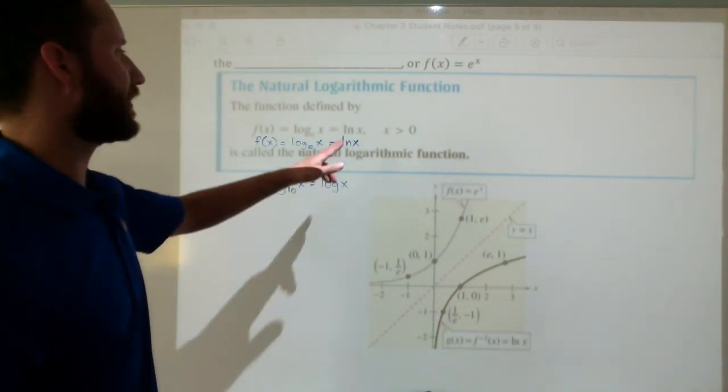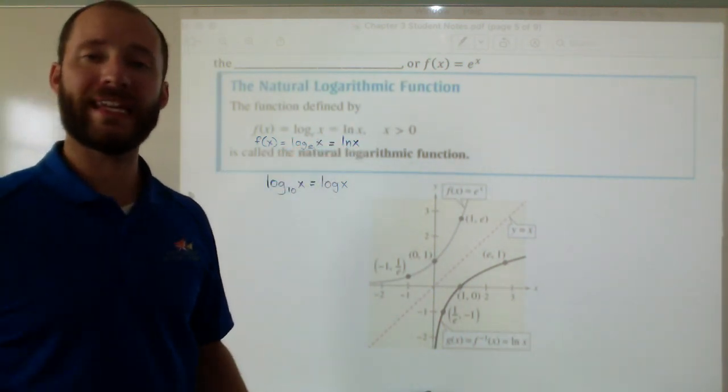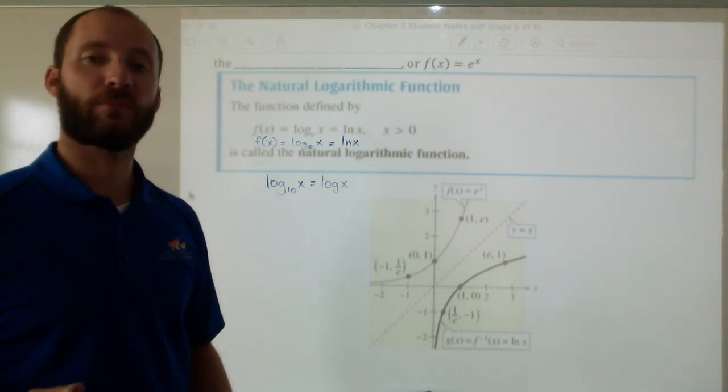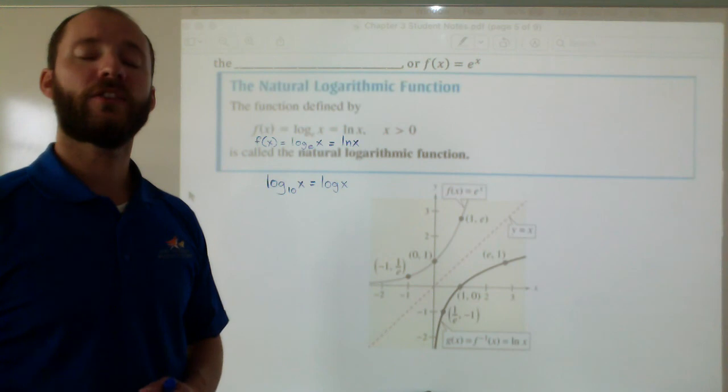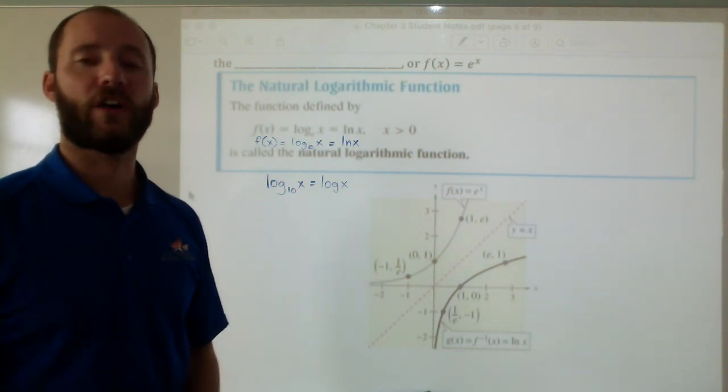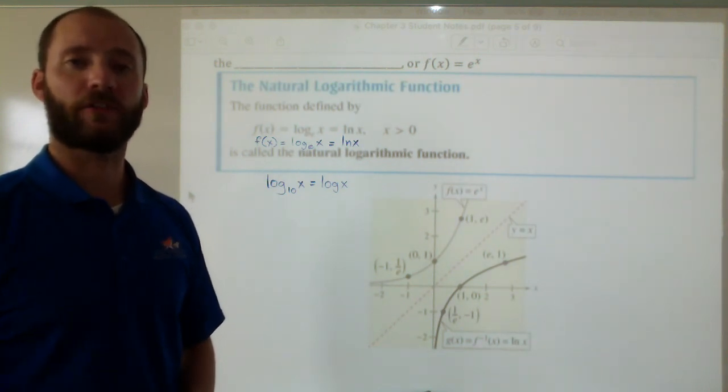So just recognizing that ln means you have a base of e, and on the next page of your notes, there are some properties that you can fill in from the textbook or my completed notes as well. Some properties that can help you in solving some exponential and logarithmic equations.